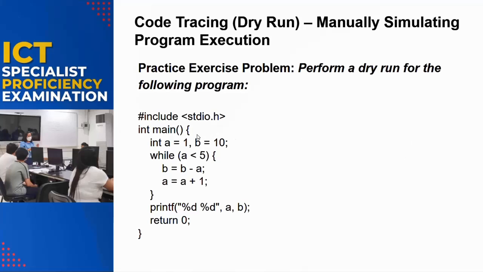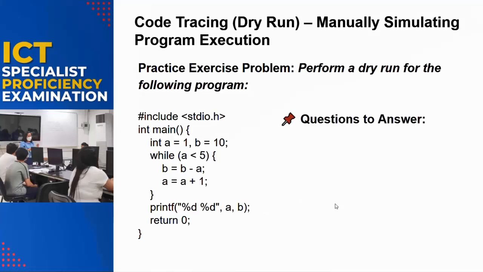Follow the program's flow by manually execute each line of code and update variable values accordingly. Use a trace table. Fill in the table as the loop executes. And lastly, you predict the output. So after completing the dry run, determine the final values or final output or the values of A and B. Then compare with the expected output.